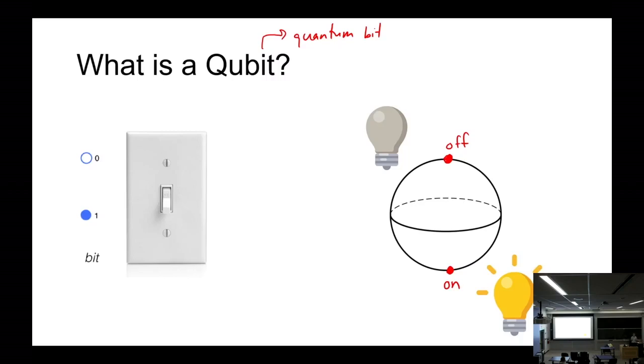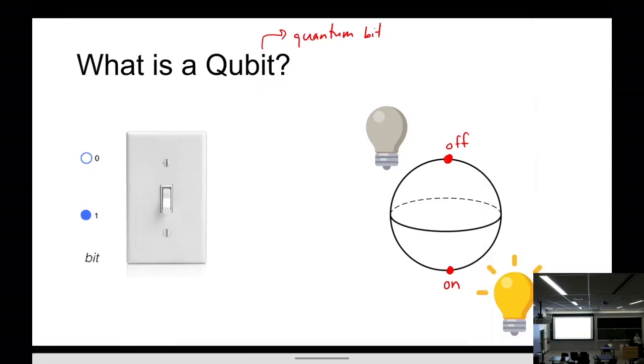But if I move my finger anywhere else on this sphere, the light might be on or off. And when you check, you'll know whether it's on or off. If you don't check, the light is in some indeterminate state. It's not dimmed. It just exists with some probability of being on or off when seen.